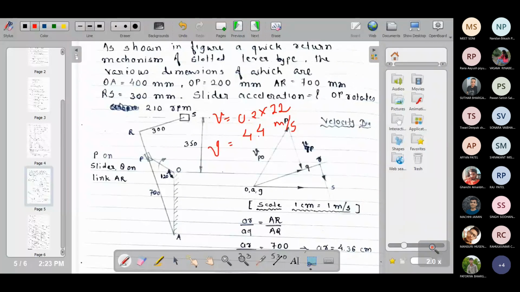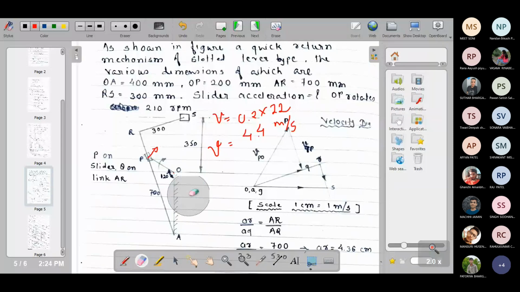This is the velocity of point P with respect to O. When the time interval tends to 0, at that instant point P is moving in this direction with respect to O. Yes or no? Okay, so this is an instantaneous velocity. Now I have magnitude and direction, so I can draw the vector.